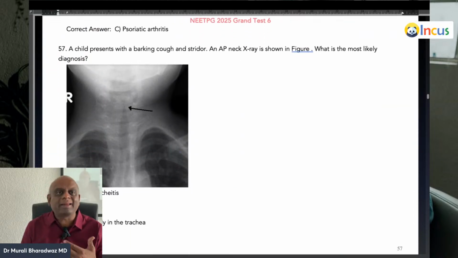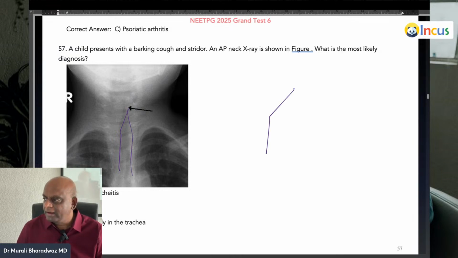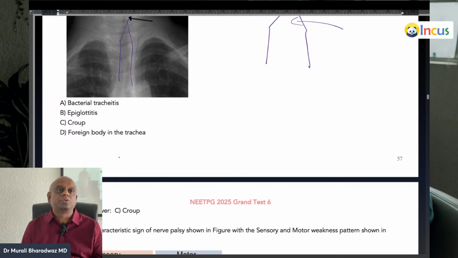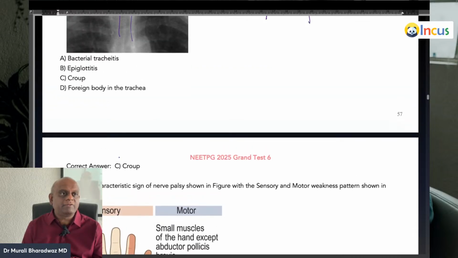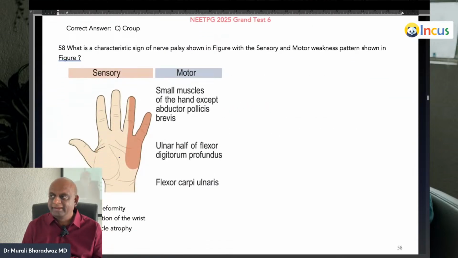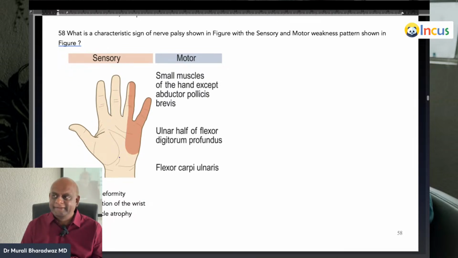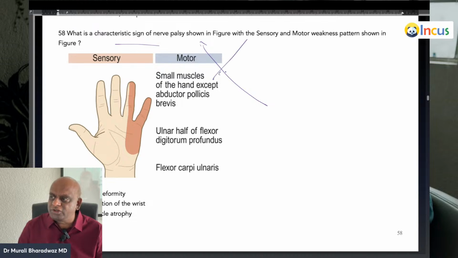A child presents with barking cough, and what is this called? Steeple sign, like a steeple, which is typical of croup, which is laryngotracheobronchitis. Parainfluenza virus. Whereas epiglottitis with thumb sign is Haemophilus influenzae. Good.